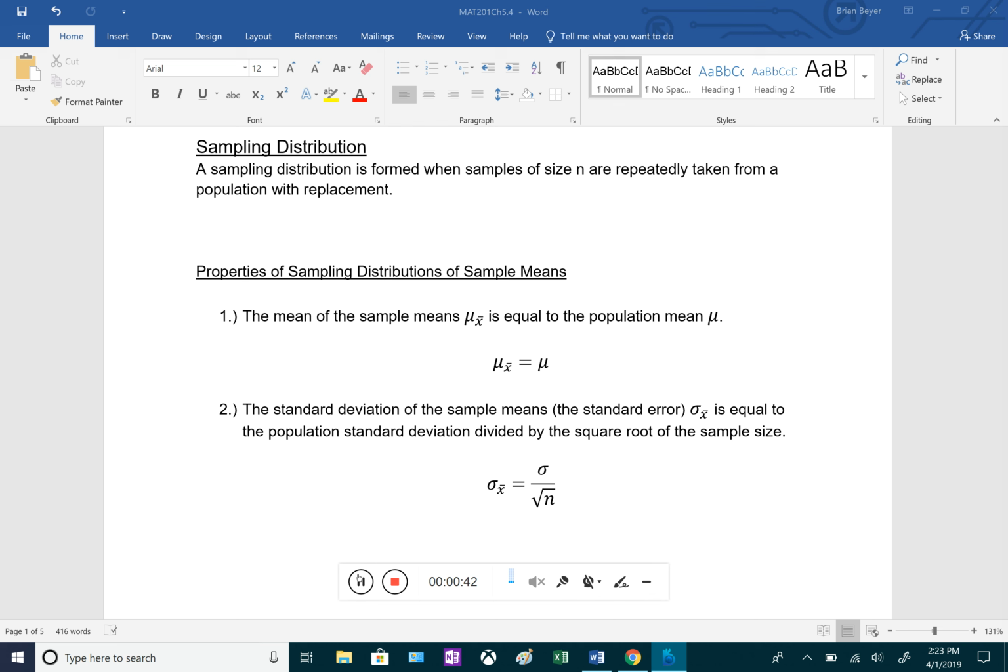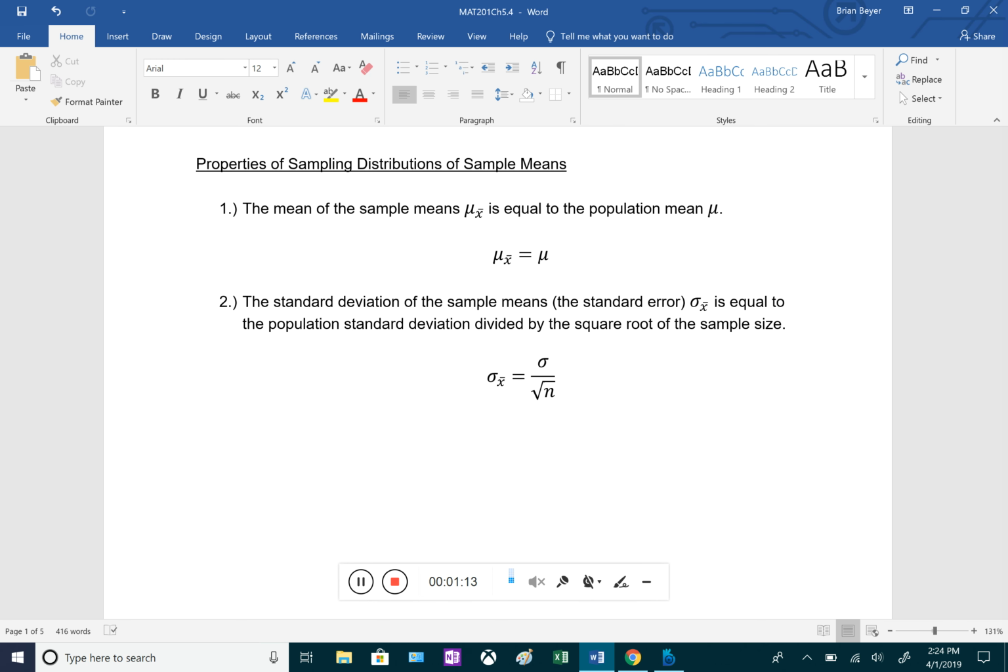So this first page is going to be pretty confusing. Hopefully the next page will clear it up. So, the definition: a sampling distribution is formed when samples of size n, so they're all the same size, are repeatedly taken from a population with replacement. Essentially, a sampling distribution is when we take every possible combination of samples of the same size from a population.